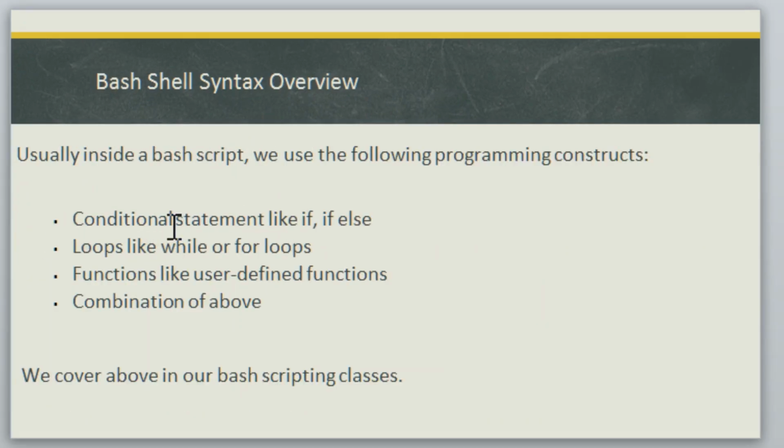So usually inside a bash script we use the following program constructs. We have things like conditional statements, that is the if-else statement. We also have loops, such as while or for loops. We also have functions, like user-defined functions. And then we can also have any combination of the above. I can use functions that have for loops in them, also with if and else statements in them.